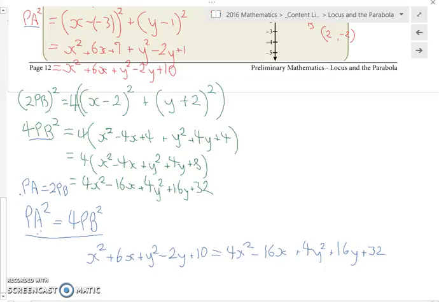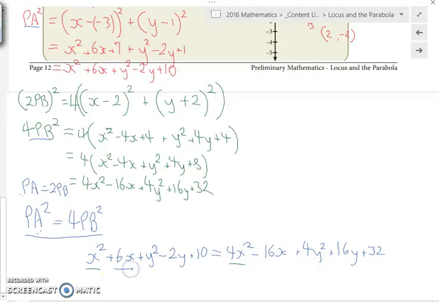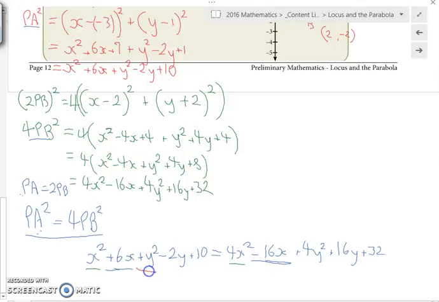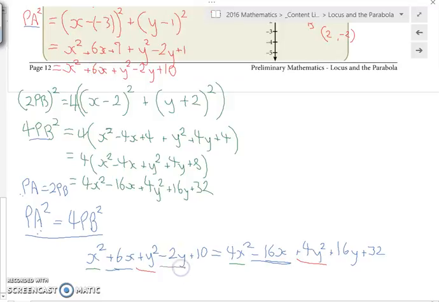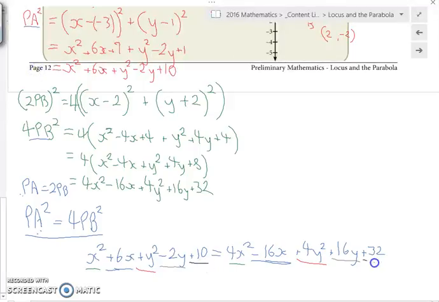All right. So now it's just a matter of finding like terms and simplifying it. So I'm just going to go, okay, well, there's an x squared. There's an x squared. There's just an x. There's just an x. Then we have a y squared, and we have a y squared. Then we have just a y, just a y. And then we have just a constant and just a constant. Just numbers. We call them constants because they don't have variables, so they're not going to change. Okay?